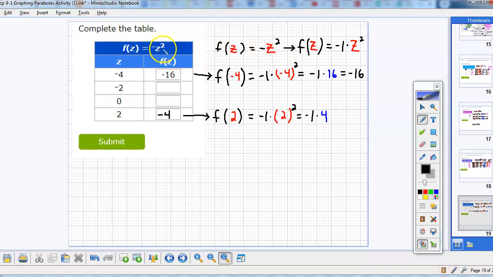So what does this mean when there's no parentheses? It actually means negative 1 times z squared. So it's like taking z squared first and then multiplying it times negative 1. Why is that? Because of the order of operations. Think PEMDAS, right? Parentheses, exponents, then multiply or divide. So we do our exponent first, and then we multiply or divide. When we plug a negative 4 in, we get negative 4 squared, which is 16, and then we multiply negative 1 times 16 to get negative 16.